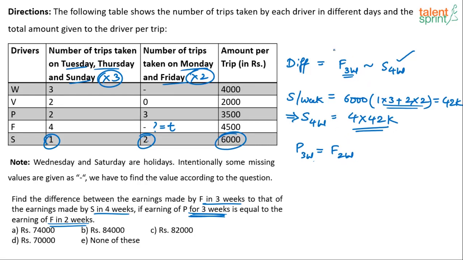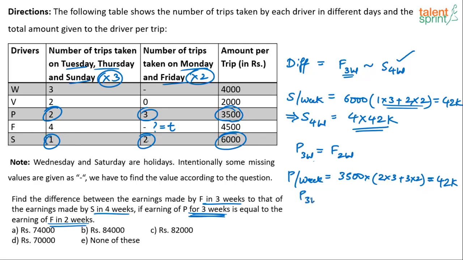So what is P in 3 weeks? What is the earning of P per week? Simple calculation. I think both the values of P are known to us. So 3,500 into, now look at this, 2 into 3 plus 3 into 2. So that's like 6 plus 6, 12. 12 into 3,500. So that's like 42,000 again. Yes or no? 12 into 3,500, so 35,000 plus 7,000, 42,000. So P per week is 42,000.